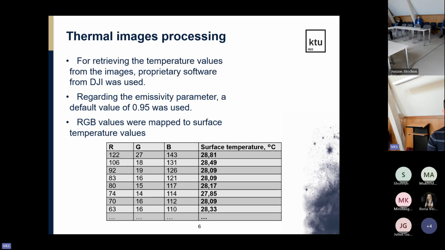Regarding the thermal images, they must be processed with the proprietary DJI software. For processing these images, we use the emissivity parameter of 0.95 as the default value. And we mapped the individual RGB values to surface temperatures, as you can see in the table.